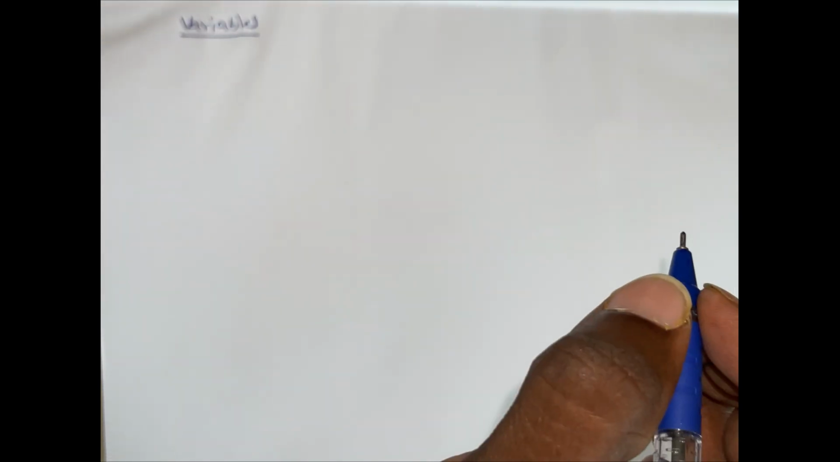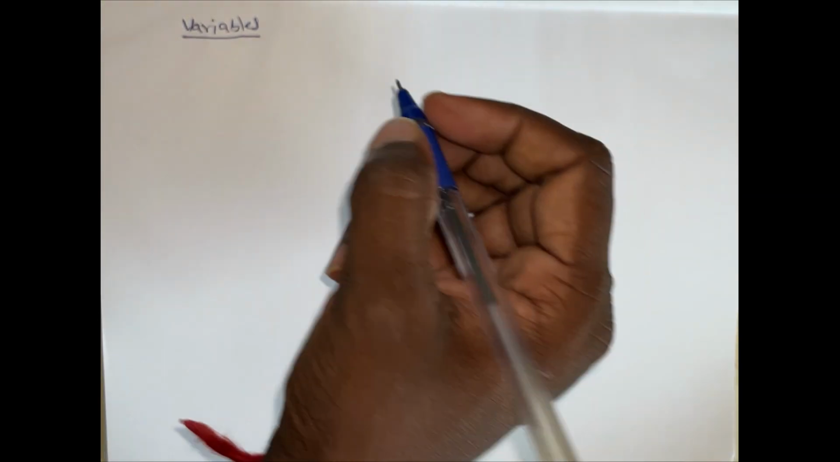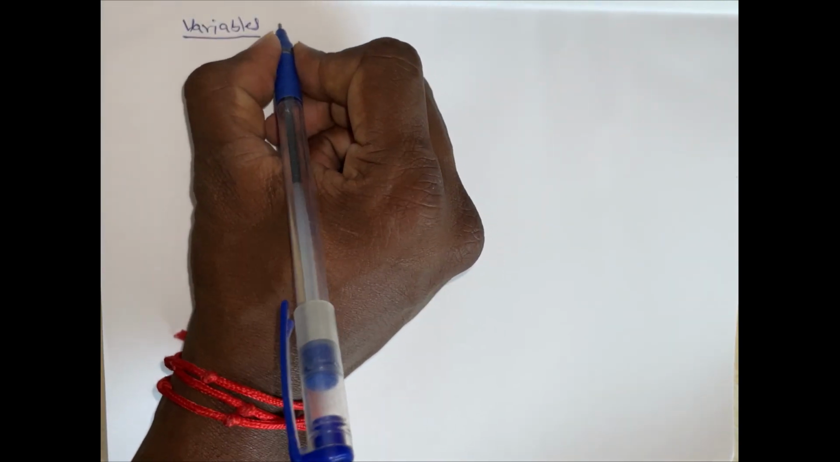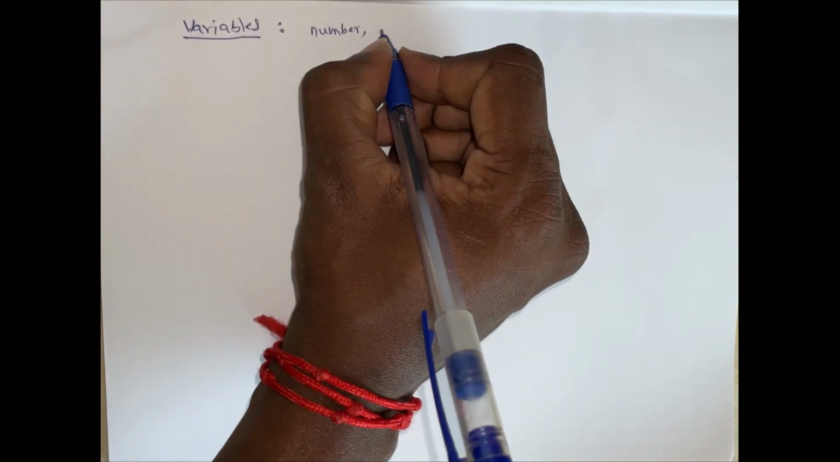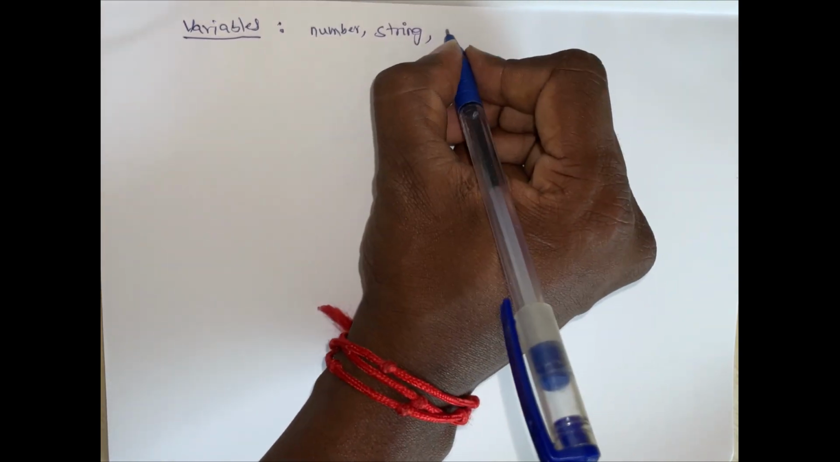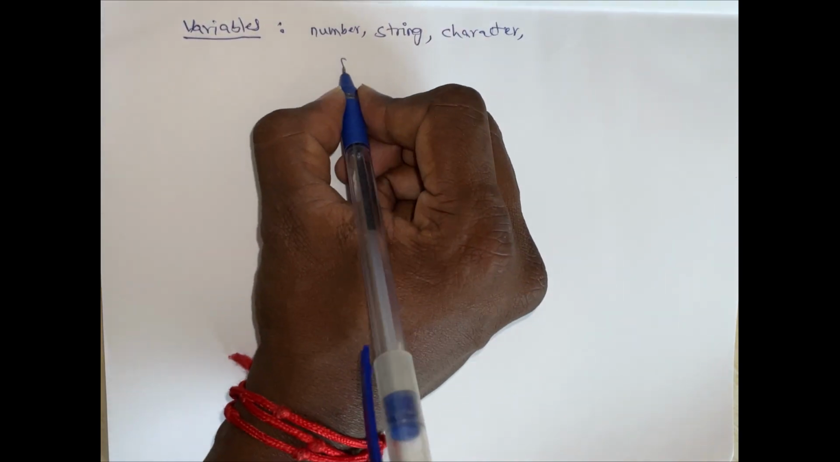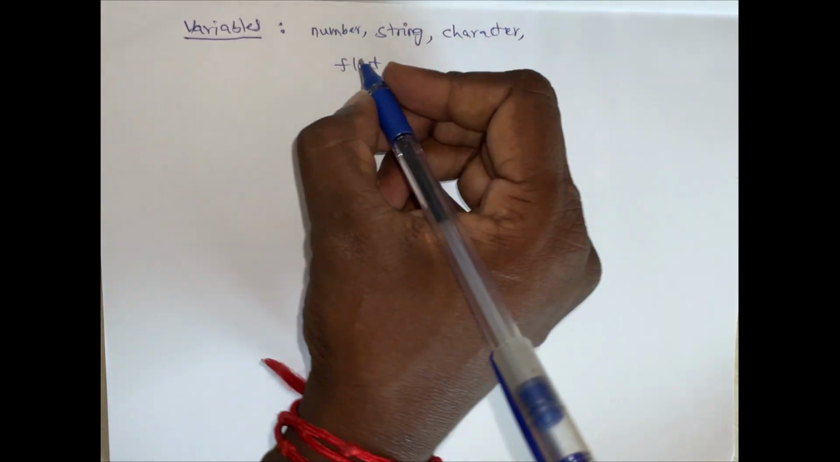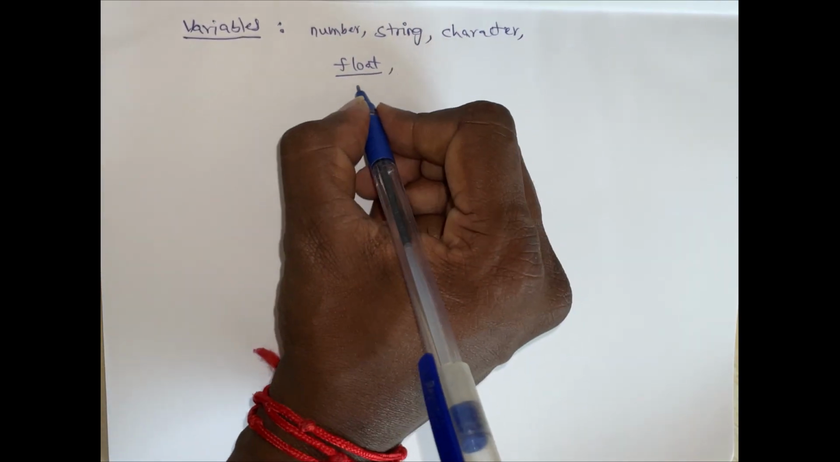The next topic is variables. In simple words, we can say variables are the data containers that save the data values during Java program execution. Now we know variables will store data, but what type of data will they store? Because we have different data to store, like numbers, strings, characters, and float values, which are nothing but point values.